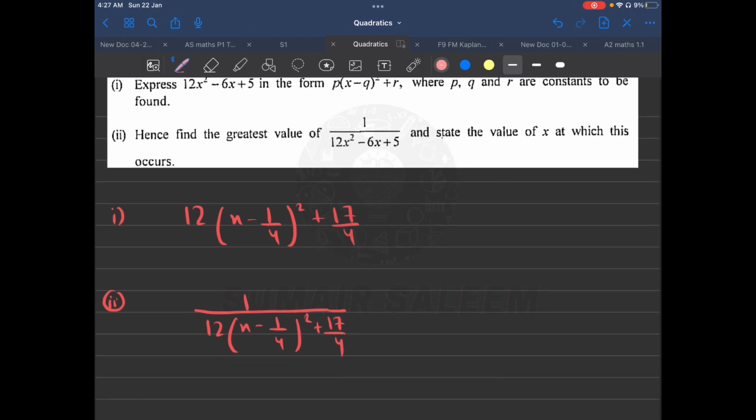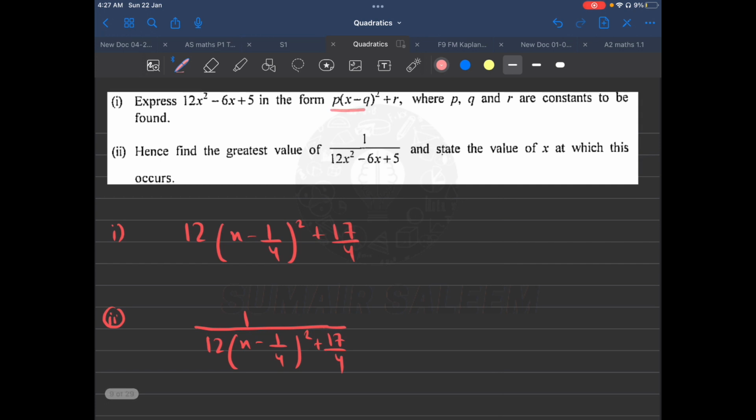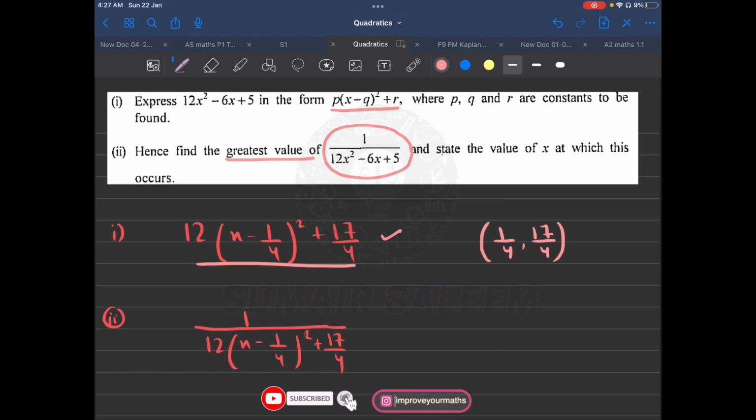Now comes one last thing. The first part was to convert to completing the square form, which I've already done for you. Now I need to find out the greatest value, and this thing has been reciprocated. So guys, if I was supposed to find out the turning point of this, it would have been 1 upon 4 comma 17 upon 4. But now it's reciprocated. In that case, x would stay the same, but y will become reciprocated. Do you get this?